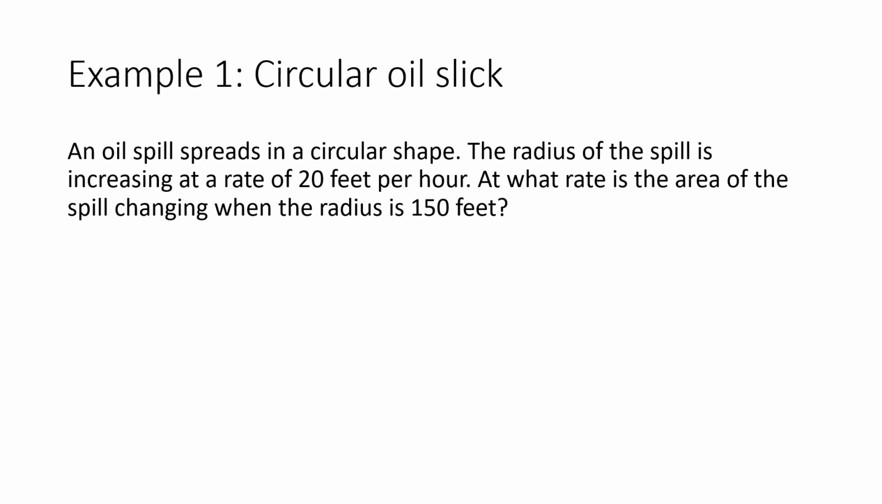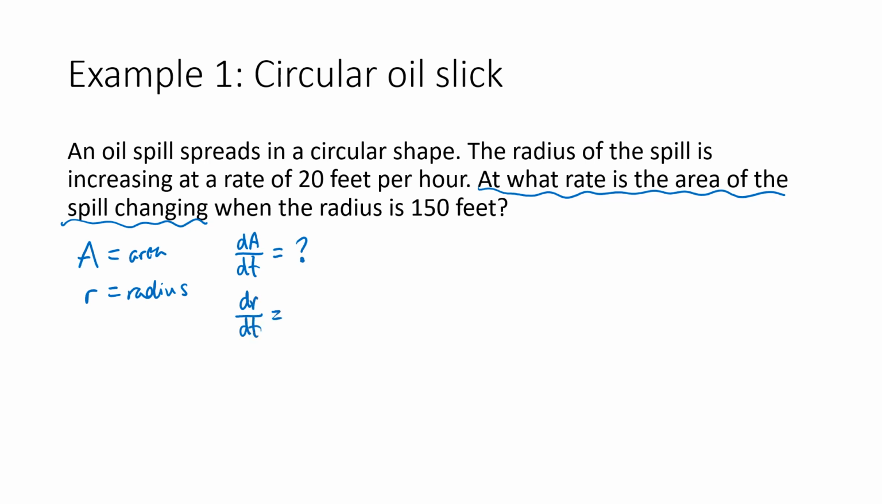This is a really classic type of related rates problem. The way you want to think about this is that we've got two quantities: A, which is area, and r, which is the radius. And area is changing with respect to time. So we can think of dA/dt as being what we want. They're asking at what rate is the area of the spill changing? So dA/dt is what they're asking for, the rate at which area is changing with respect to time. But they tell us that dr/dt, the radius of the spill, is increasing at a rate of 20 feet per hour. So we're looking for dA/dt, and they give us dr/dt.